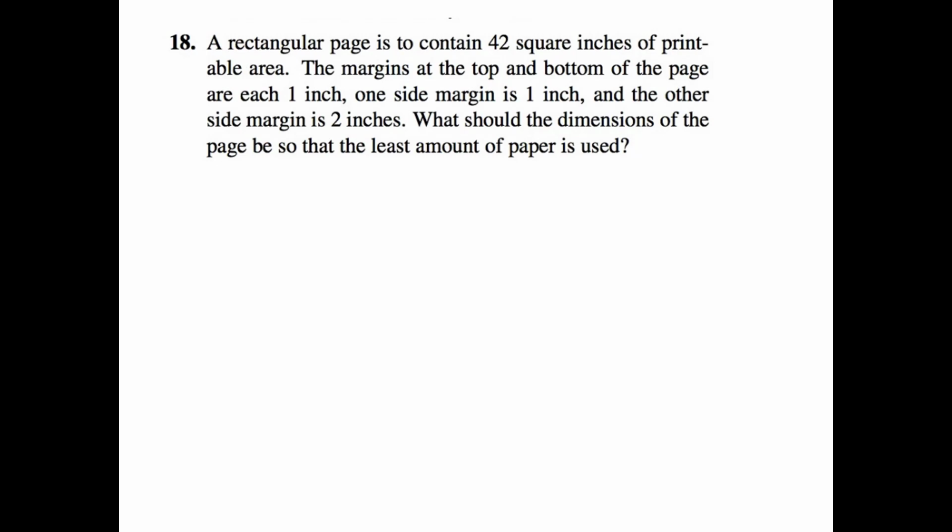A rectangular page is to contain 42 square inches of printable area. The margins at the top and bottom of the page are each 1 inch. One side margin is 1 inch and the other side margin is 2 inches. What should the dimensions of the page be so that the least amount of paper is used?